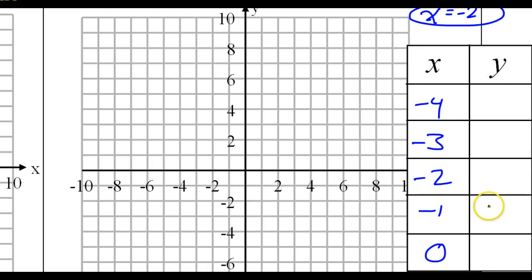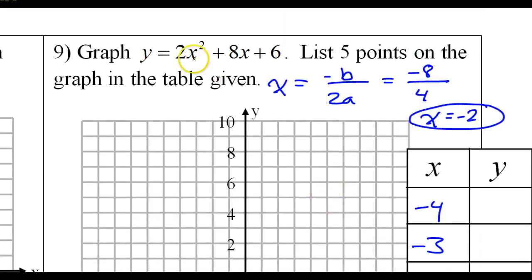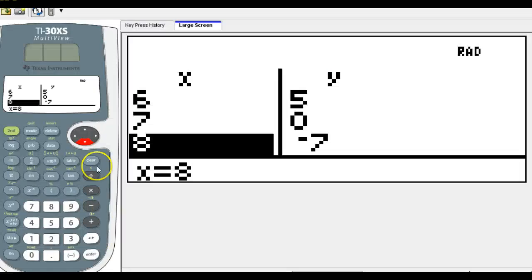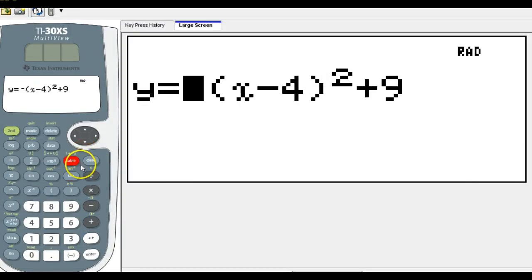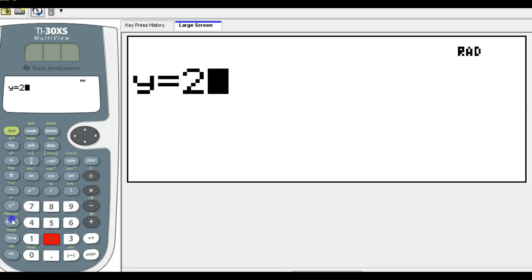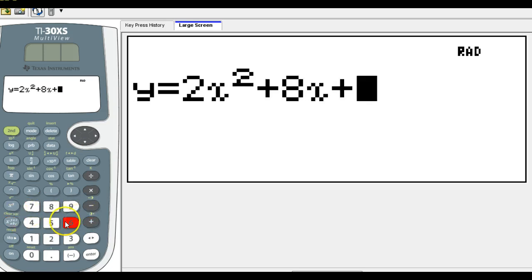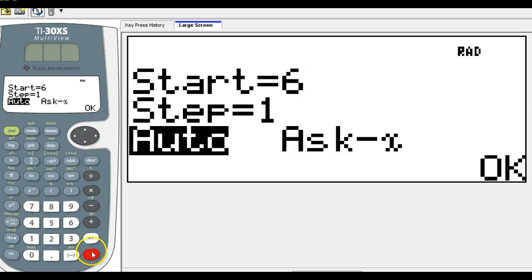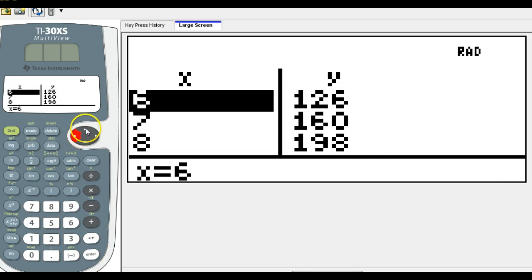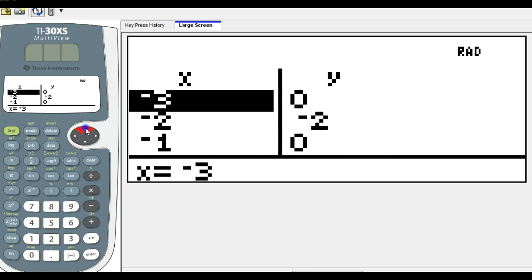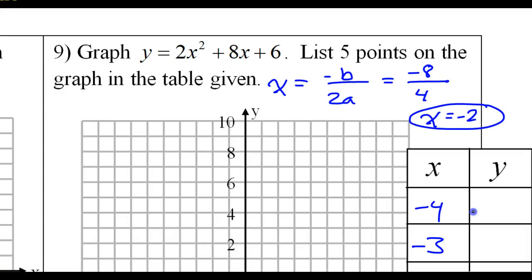Now we can get all the y values from the calculator. So here we go. 2x squared plus 8x plus 6. Alright, 2x squared plus 8x plus 6. Whatever. I can scroll like a champ. I can scroll like a boss. Let's see. Alright, so right here you see the vertex happening. So my vertex is actually negative 2 comma negative 2. That's kind of cool.